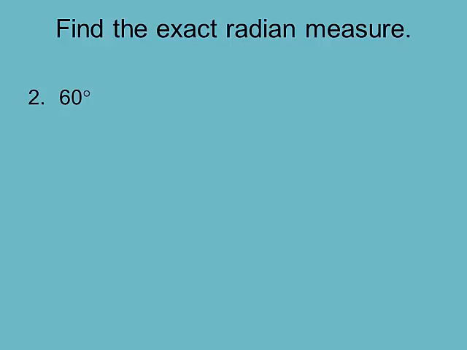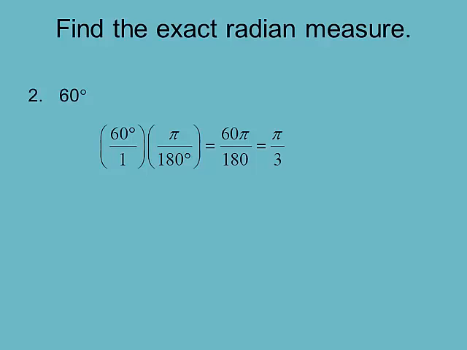All right, let's convert 60 degrees over to radians. So just like we did before, I want to get rid of degrees. I want to have radians when I'm done. I let the units do the talking. I chose pi over 180 degrees. Degrees cancel. I have 60 pi over 180, which reduces to pi over 3. So 60 degrees is exactly the same as pi over 3 radians.